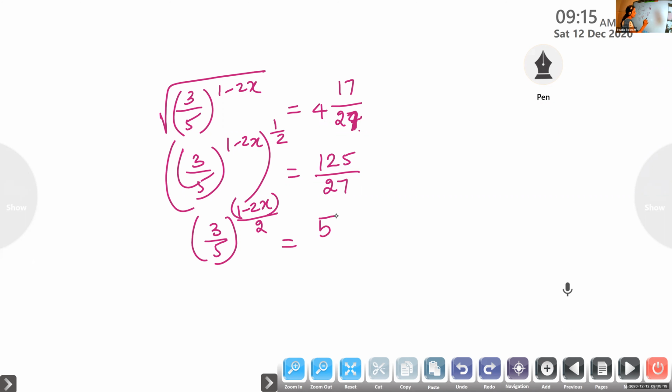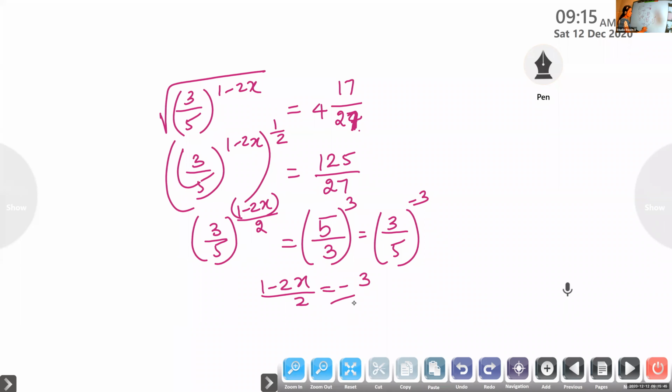this one we can write as 5 by 3 the whole cube. Is it correct? Tomlin, this is the same as 3 by 5 whole raised to minus 3. Now the bases are the same, equate the powers. 1 minus 2x by 2 is equal to minus 3. Cross multiply, so 1 minus 2x is equal to minus 6. So 7 is equal to 2x. Therefore x is 7 by 2. Okay?